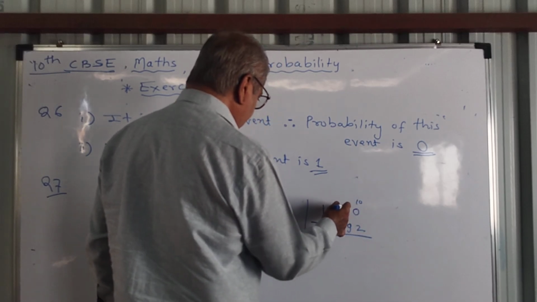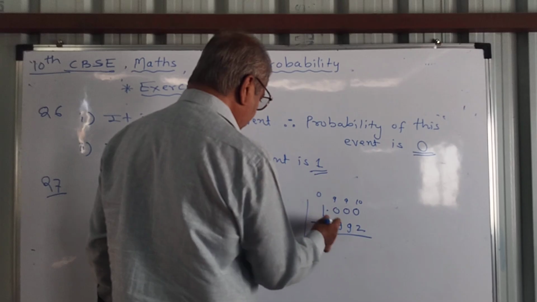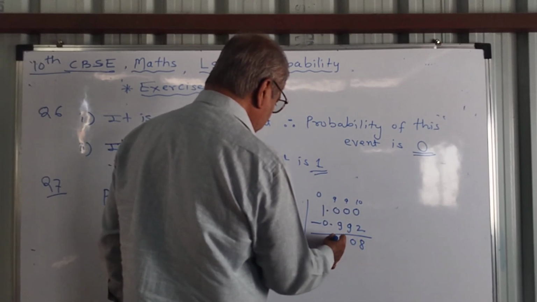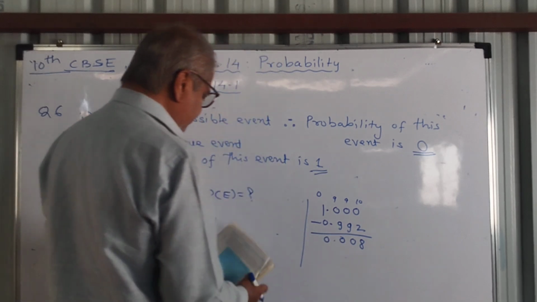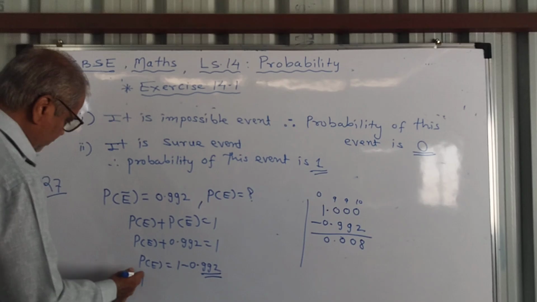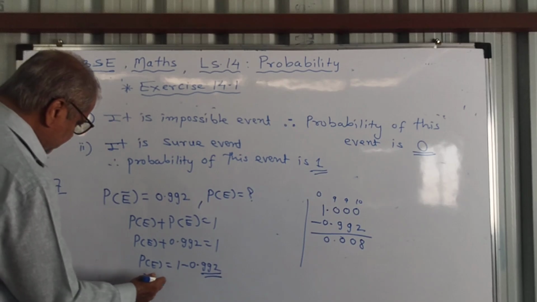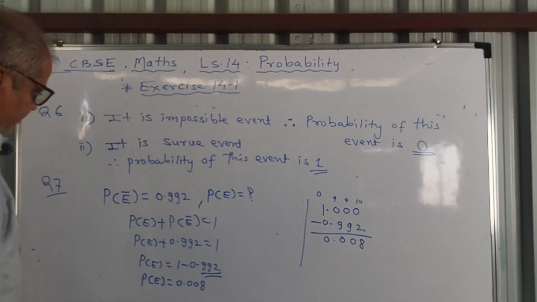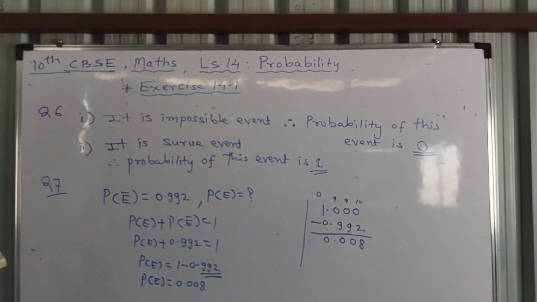This will become 10, 9, 9 and 0. So 10 minus 2 is 8, 0, 0, 0. So 0.008 is the answer. So P of E is equal to 0.008. And if this question is for 2 marks, then we will write the final answer.